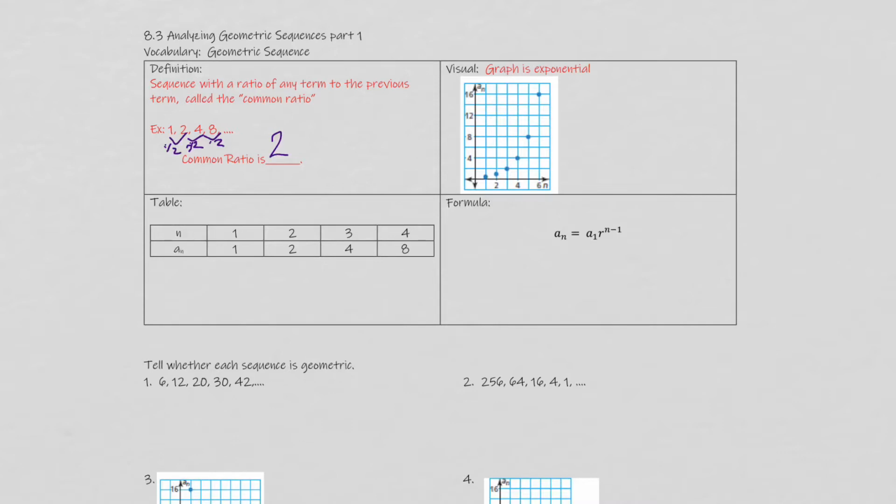If I was to look at a visual for it, I am going to notice that my graph is exponential. So arithmetic was linear. This one is going to be exponential. So this is my exponential growth. Don't forget you could have an exponential decay if you're going down by a negative, right? If I'm looking at a table, I'm still looking for the term to the sequence number. I'm going to look for a common ratio there.